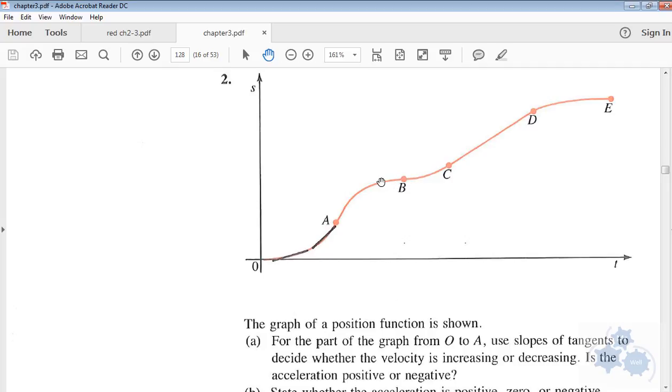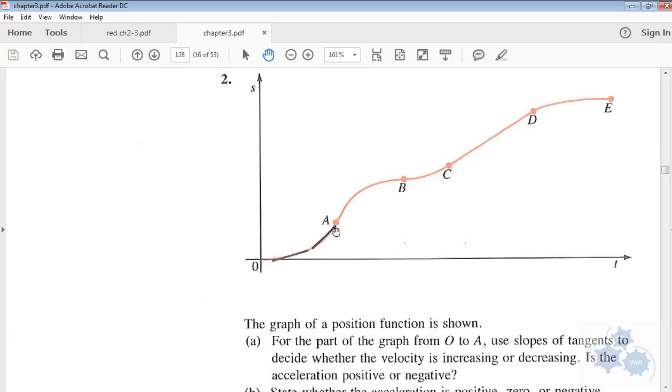Okay? So for part of the graph 0 to A, the slopes of the tangents can be used to decide whether the velocity is increasing or decreasing, and that is whether the acceleration is positive or negative. So this is going to take a little bit. I just want to introduce this to you to see if you can realize this. So position time, what is the slope of this tangent representing? Velocity, right? Yes, it is a positive velocity.